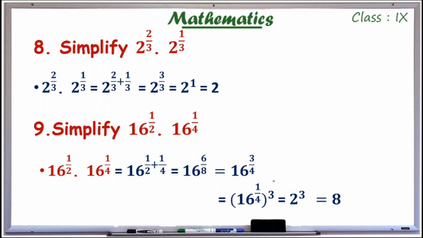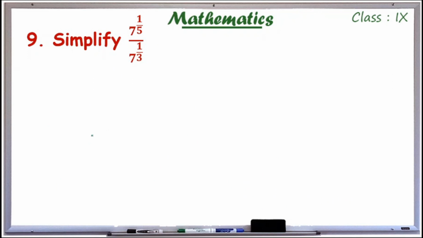So 16 raised to 3 by 4, just split 3 by 4 into 1 by 4 and 3. 3 by 4 is equal to 1 by 4 into 3. So 16 raised to 1 by 4 is equal to 2, and the cube, we get answer 8.